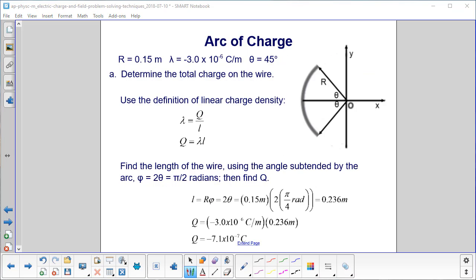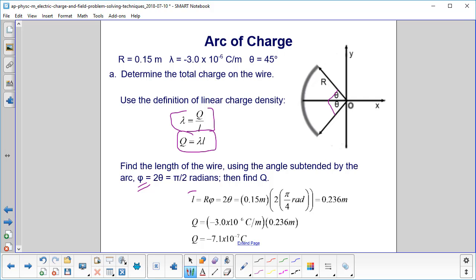Determine the total charge on the wire. We're going to use our definition of linear charge density. Lambda is total charge over L, and then just rearrange that so Q equals lambda L. So we know what lambda is, but we now have to find the length of the wire. The way we're going to do that, we know that it subtends an angle of 90 degrees, and we're going to call that phi. It's equal to 2 theta, pi over 2 radians, 90 degrees, and then we'll find Q from that.